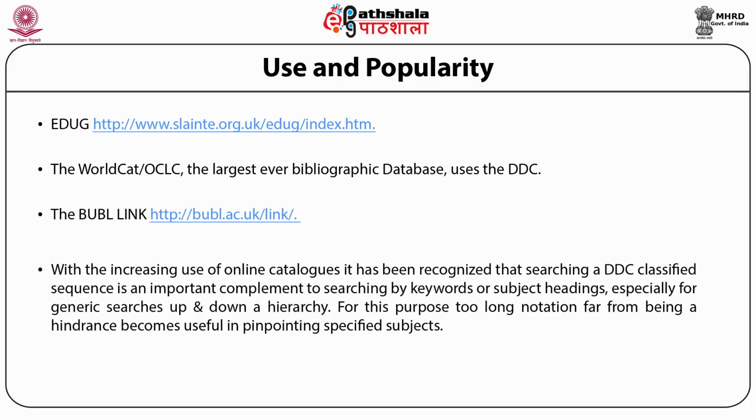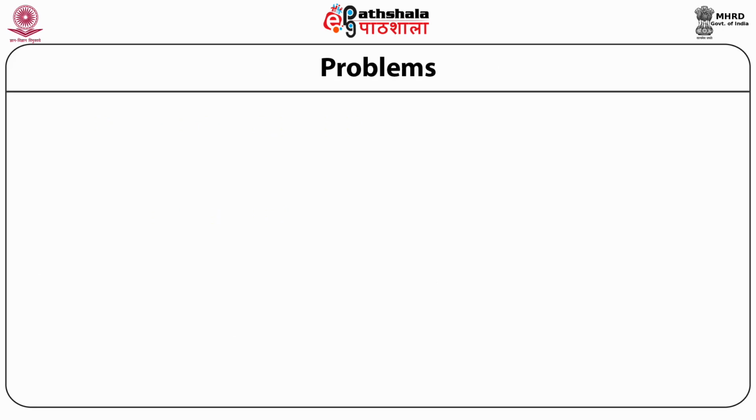And then further, with the increasing use of online catalogs, it has been recognized that searching a DDC classified sequence is an important complement to searching by keywords or subject headings, especially for generic searches up and down a hierarchy. For this purpose, too long notation, far from being a hindrance, becomes useful in pinpointing specific subjects.